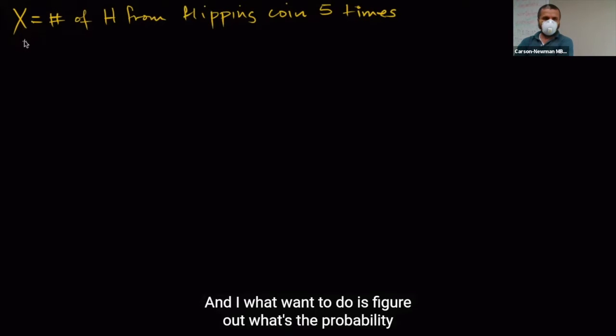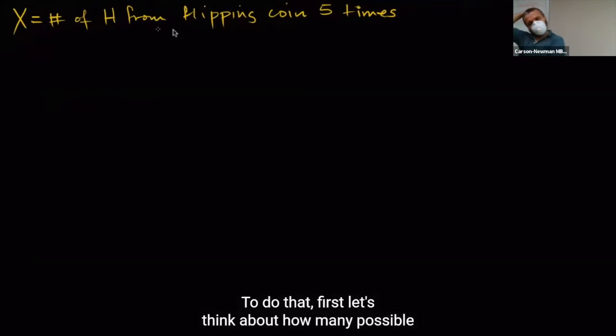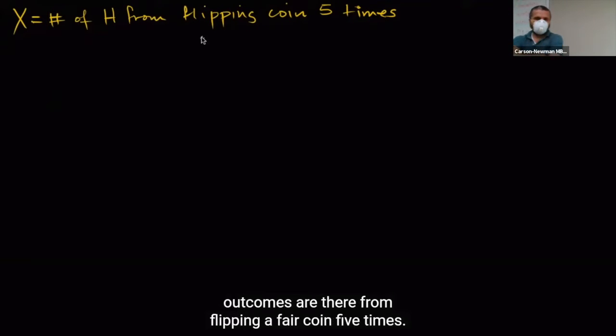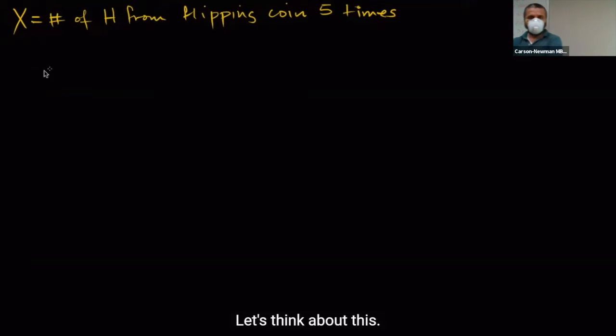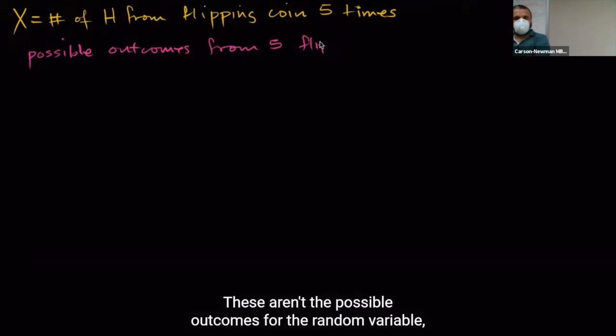What I want to do is figure out what's the probability that this random variable takes on 0, 1, 2, 3, 4, and 5. To do that, first let's think about how many possible outcomes there are from flipping a fair coin 5 times. So let's write possible outcomes from 5 flips. These aren't the possible outcomes for the random variable.